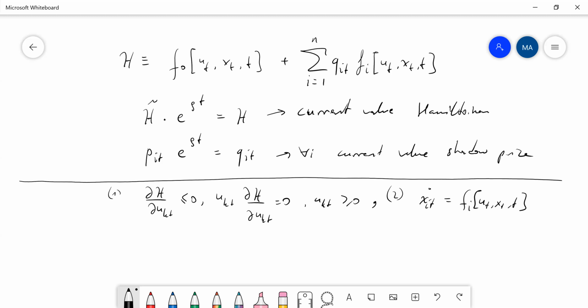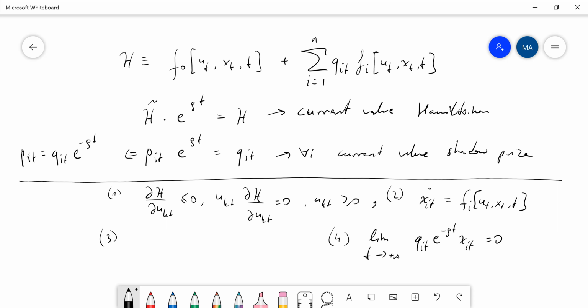Then the transversality condition will look like this. The limit as t goes to positive infinity. So what is pi_it equal to? pi_it is equal to q_it e to the minus rho t. So I have q_it e to the minus rho t times x_it equals 0. And then finally, I have the costate equation.